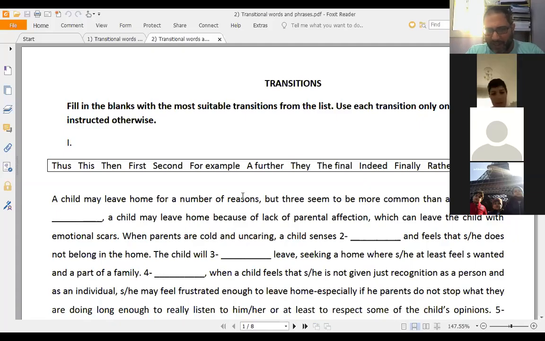Now, we have another worksheet here, and I will go through it with you now. Yes, the second one. Here we have a lot of paragraphs, maybe 6 or 7 paragraphs.